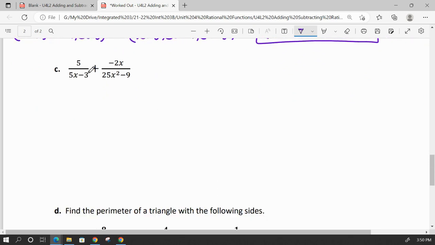All right, so in this example, the 5x minus 3 in the denominator cannot be factored. So it's going to stay the same. Let me change colors.